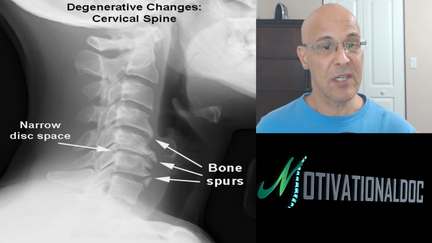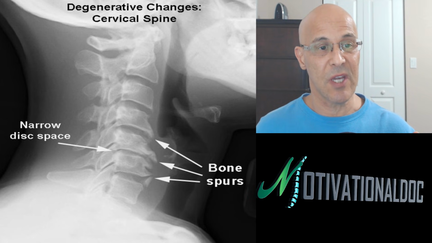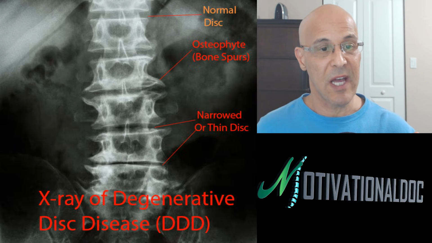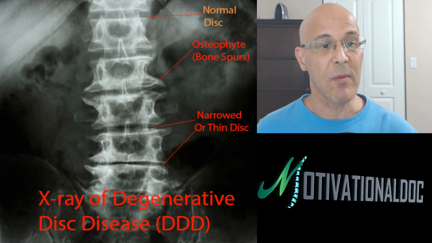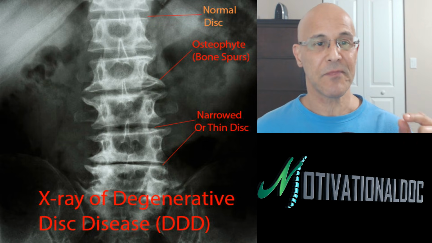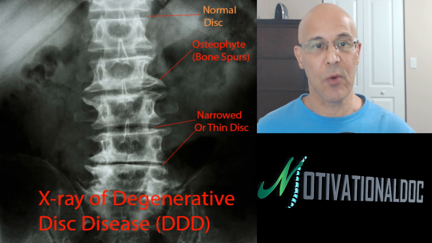So here is another picture of the bone spur. You can see here, narrow disc space. Here is a lower back picture, degenerative disc disease, DDD, when the disc gets thinner. Osteophytes, which is another word for bone spurs. Look above there, normal disc. You can see that bone spur.